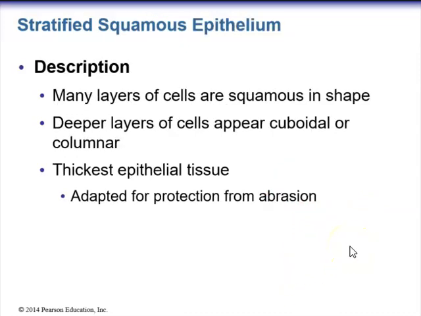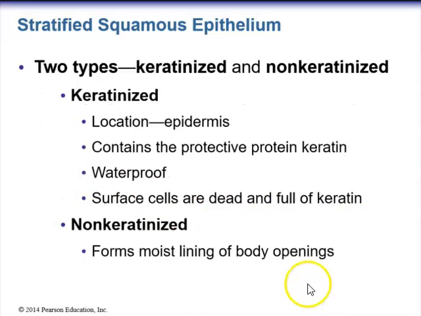So the first type we're going to discuss is stratified squamous epithelium. Stratified squamous epithelium has many layers of cells that are squamous in shape. In the deeper layers of this epithelium, the cells appear cuboidal or can be columnar, and this is the thickest type of epithelial tissue. It is best adapted for protection from abrasion, or a wearing down of the topmost layers.